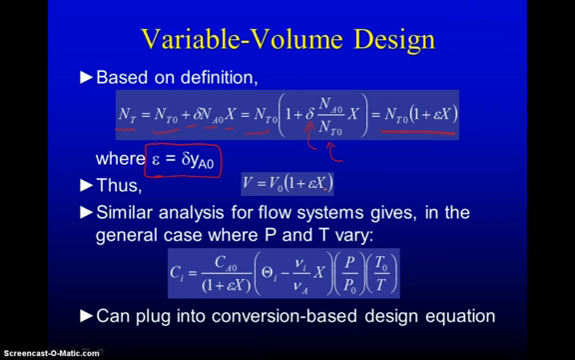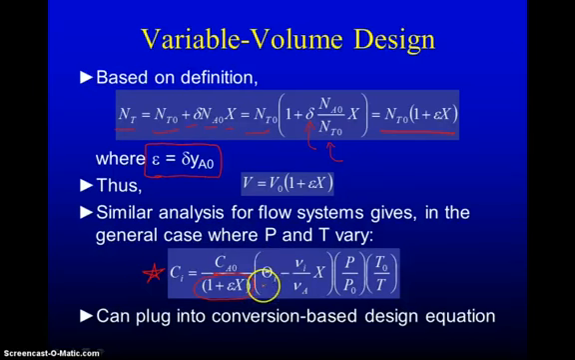Now, in general, maybe the pressure and temperature aren't constant, in which case the concentration will depend on those for a gas. So the most general expression we can write for the concentration of a gas in a reactor is the initial concentration of species A, the reference compound, over 1 plus epsilon times X. That expresses how volume is changing due to reaction.